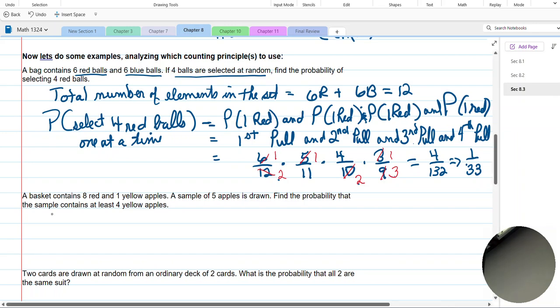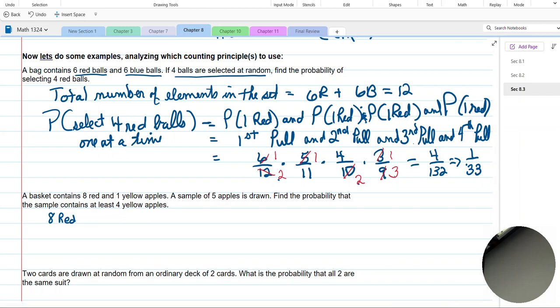Here we go. A basket contains 8 red, 1 yellow apples. Red and 1 yellow. Okay, so I have a total of 9 apples. All right. A sample of 5 apples is drawn. Find the probability the sample contains at least 4 yellow. Oh my goodness, I have a typo there. Should be 11. There you go.